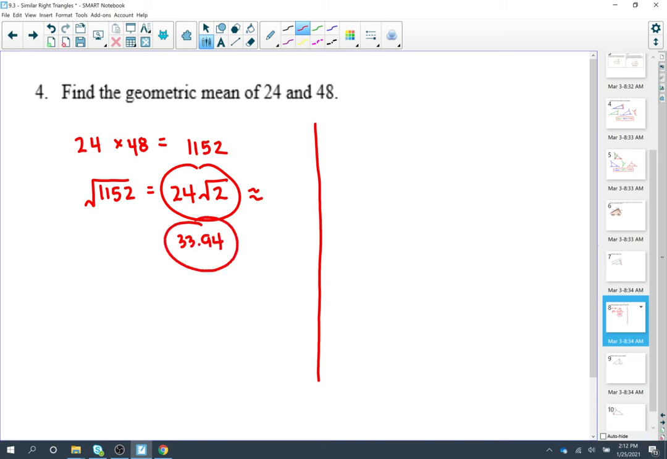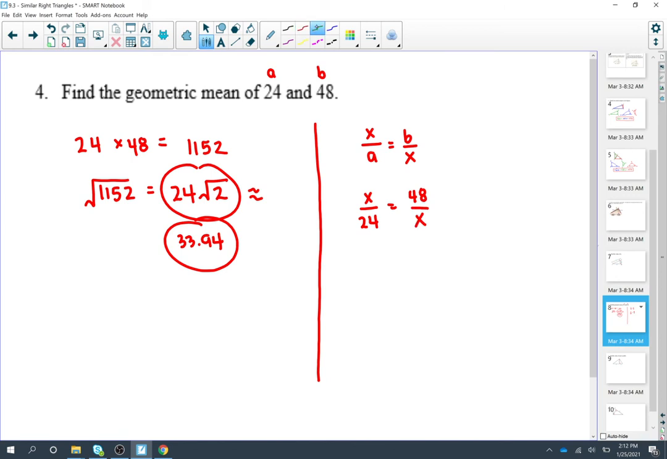Now, the other way to calculate that is by doing x over a equals b over x. This one's going to be a, this one's going to be b. It really doesn't matter. And then x is going to be your geometric mean. So we would set up x over 24 equals 48 over x.